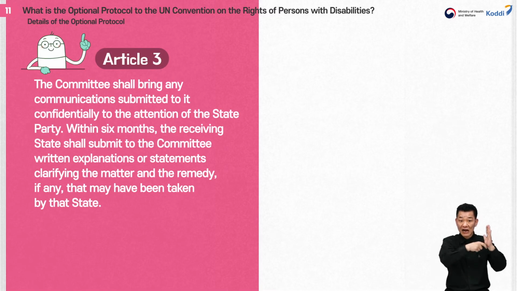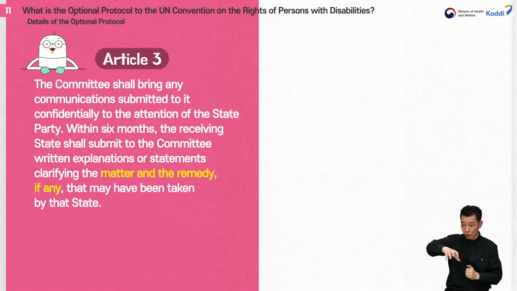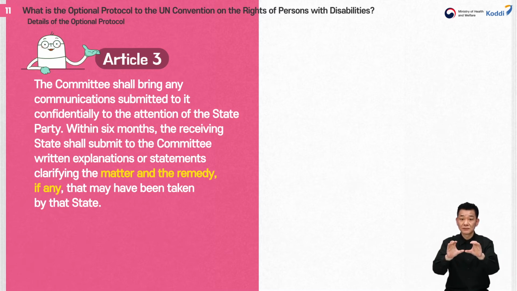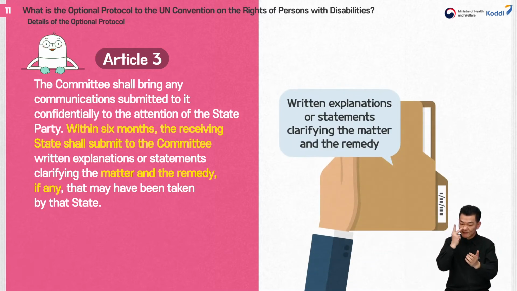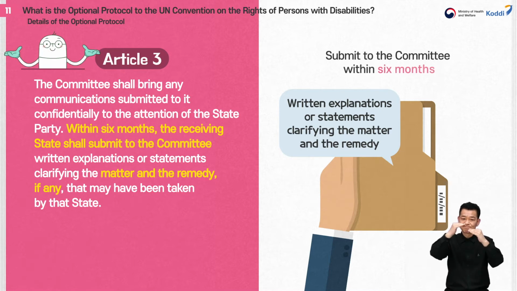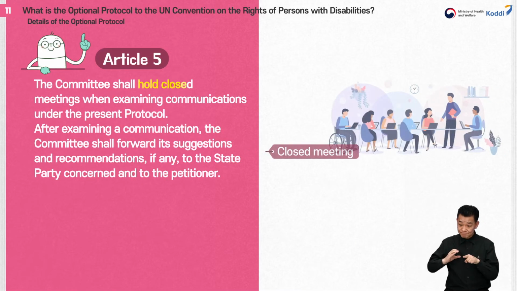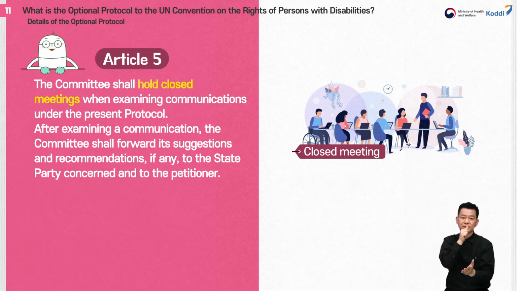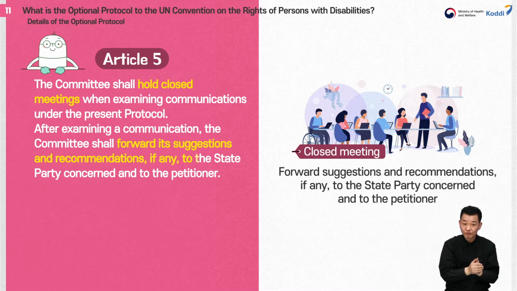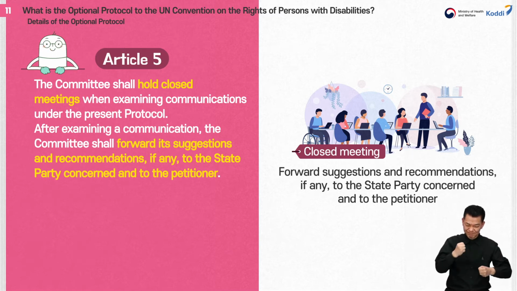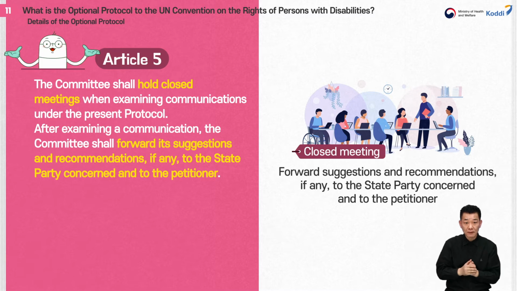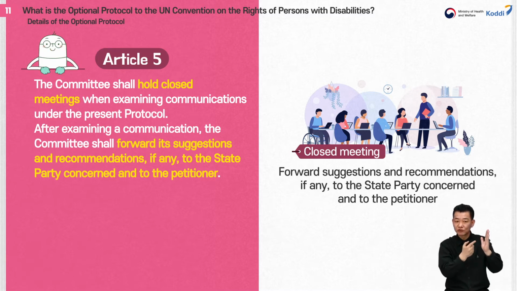This is stated in Article 3. If there are any matter and remedy that have been taken, the state party shall submit a written explanation or statement clarifying its details to the committee within 6 months. Also, the committee shall hold closed meetings when examining communications. After examining a communication, the committee shall forward its suggestions and recommendations, if any, to the state party concerned and to the petitioner. This is well described in Article 5.